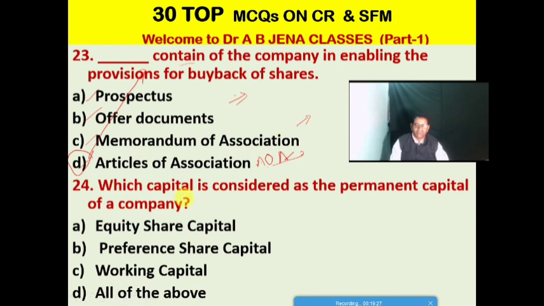So next one MCQ, which capital is considered as the permanent capital of the company? A, the equity share capital; B, the preference share capital; C, the working capital; D, all the above. Friends, A is the right option for this MCQ. Equity share capital is considered as the permanent capital of the company.